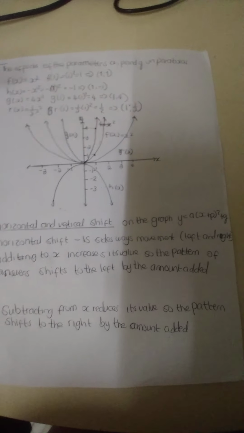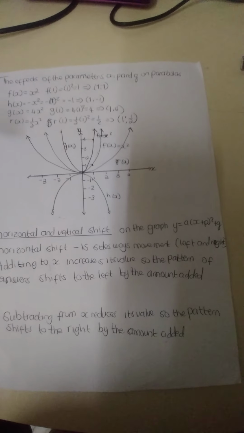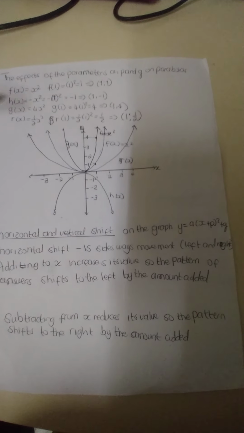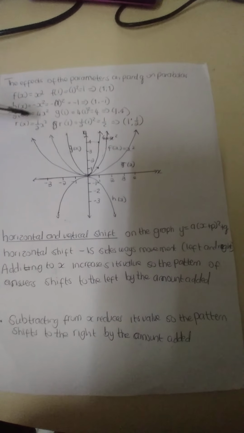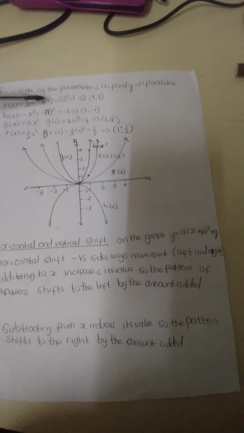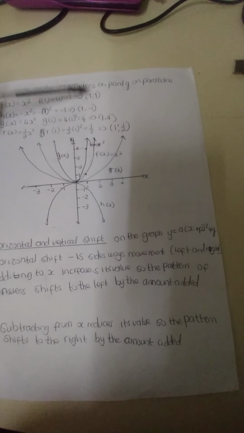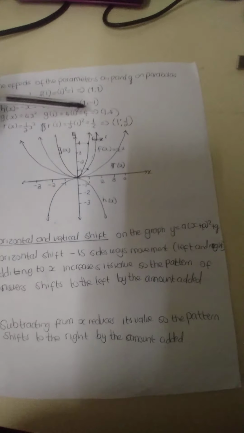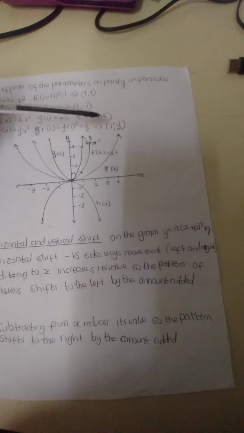pre-notes that we had the functions: f of x equaling x squared, h of x equaling negative x squared, g of x equals 4x squared, and r of x equals 1 over 2 x squared. And then we used the same value of x for all the functions, and then we got 1 for this one, and then 1 and negative 1, and then 1 and 4, and also 1 and 1 over 2.